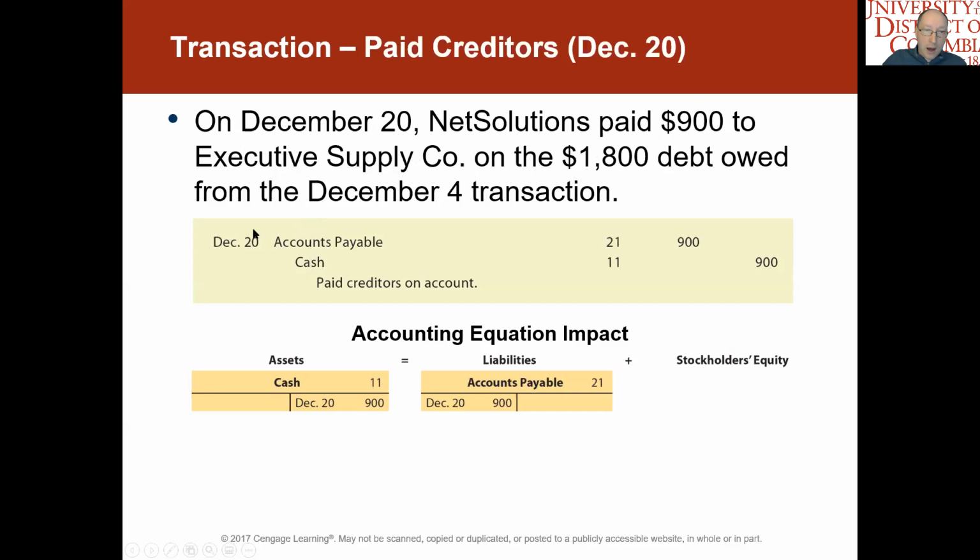How do I do that? On December 20th, I debit accounts payable by $900 to reduce my accounts payable, and I credit my cash by $900 to reduce my cash. The note is I paid my creditors on account. Of course, the two respective account numbers. I am crediting my cash because I'm reducing my cash by $900. I'm debiting my accounts payable to reduce my accounts payable by $900. The accounting equation is still in balance.